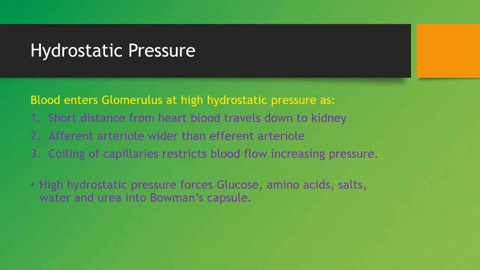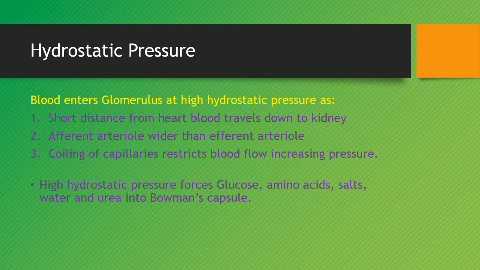We talked about hydrostatic pressure a little bit last time within the kidney, and now we're going to talk about why it comes at a high hydrostatic pressure. Essentially, it's because there's a short distance from the heart that the blood travels down to the kidney. It comes from the aorta, then the renal artery, and then straight to the kidney. So it's quite a short distance.